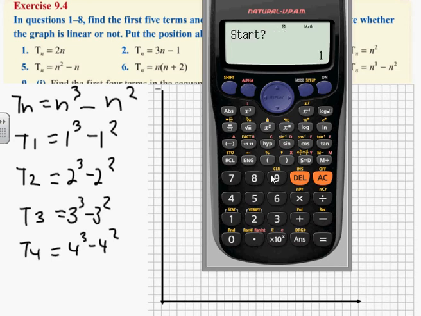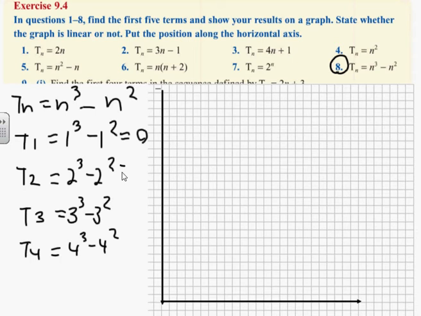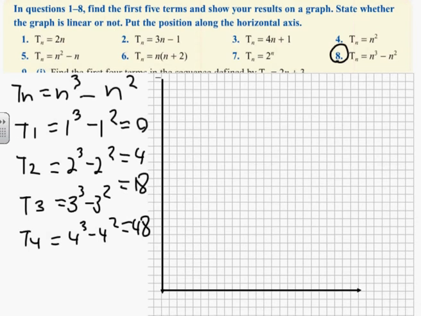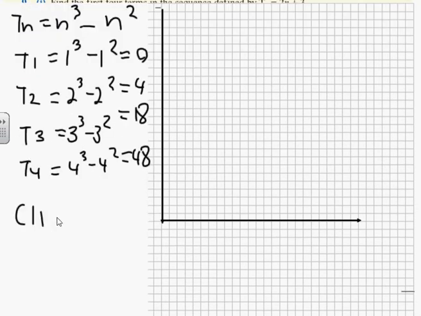Now, where do I start? I start off at T1, and where do I end? 4. And what this does is it will do all the calculations for me in one go, instead of doing 4 separate calculations. So 0, 4, 18, and 48. Now, the points I have to draw this are: 1 is 0, 2 is 4, the third term is 18, and the fourth term is 48.